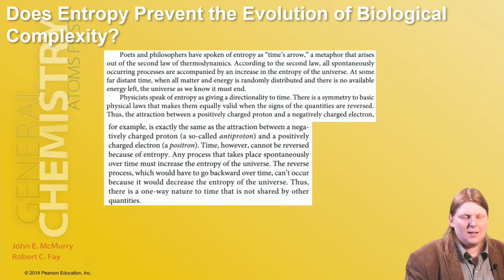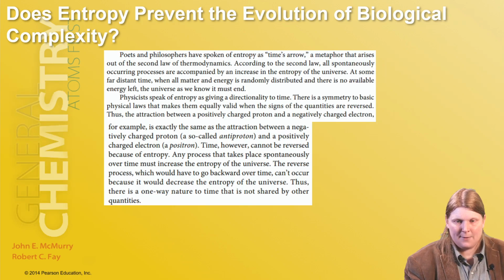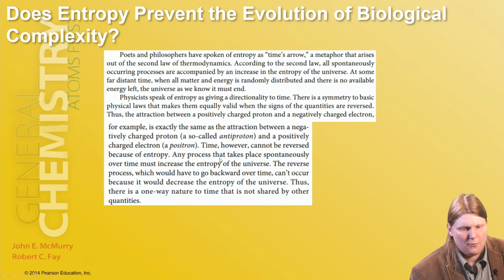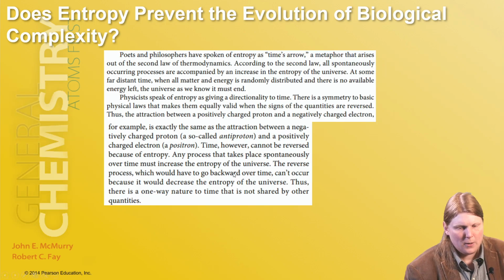And it also conceptually gives us one, because while we can look at what the most likely state would be, it's hard to then turn around and go backward and figure out which unlikely state we came from. Entropy seems to be a tendency of taking less likely states and bringing them toward more likely states, but not the reverse. So that helps give us some kind of directionality to time itself. The reverse process would have to go backward in time, and it would decrease the entropy of the universe. So it gives us a sort of one-way nature to time that isn't shared by other quantities.